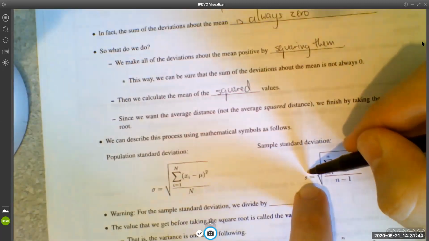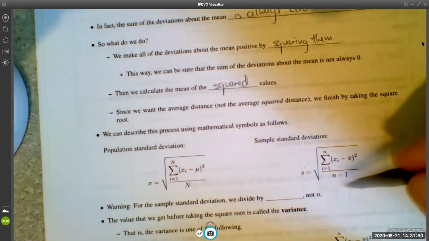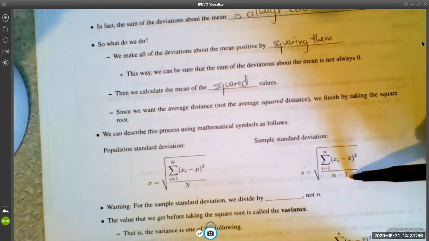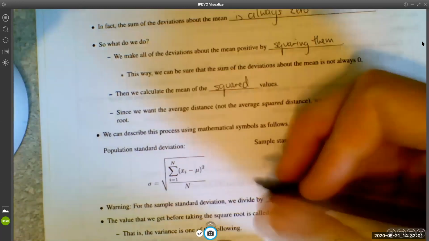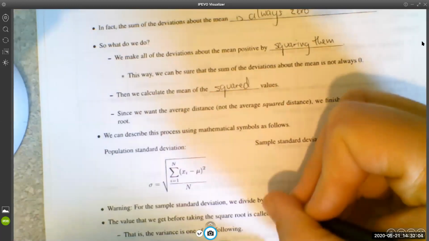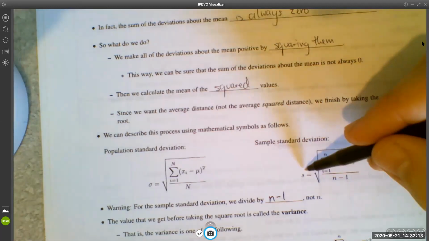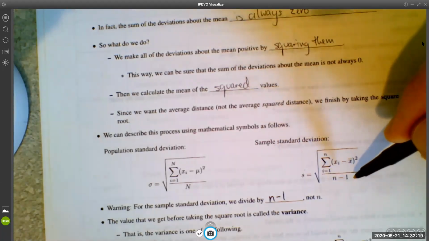For the sample standard deviation, the symbol that we use is a lowercase s, and the formula is a little different. Notice that here we're dividing by n, and here we're dividing by n minus 1. So as a warning, for the sample standard deviation, we divide by n minus 1, not n. The reason for that is because, as it turns out, if we divide by n instead of n minus 1, we actually end up underestimating what the true population standard deviation would be.